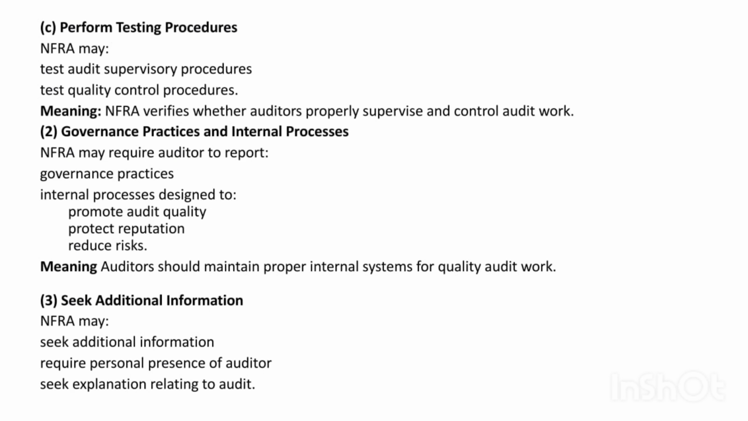The next one is governance practices and internal processes. So NFRA may require auditor to report the governance practices as well as the internal processes designed to promote the audit quality, to protect the reputation and to reduce the risk. So the auditors should maintain proper internal systems for quality audit work. Next one is seek additional information. The NFRA may seek additional information requiring personal presence of auditor and seek explanation relating to audit.